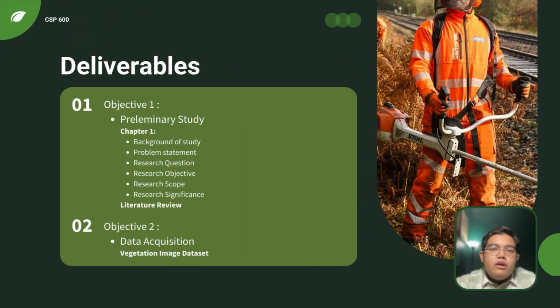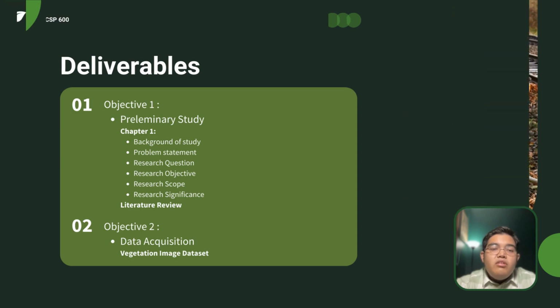Up until this week, these are the deliverables that have been achieved. The first deliverable is the achievement of objective 1, which covers the phase of preliminary study that has chapter 1 and the literature review. The second deliverable is the achievement of the data acquisition, which is the image dataset of the vegetations.